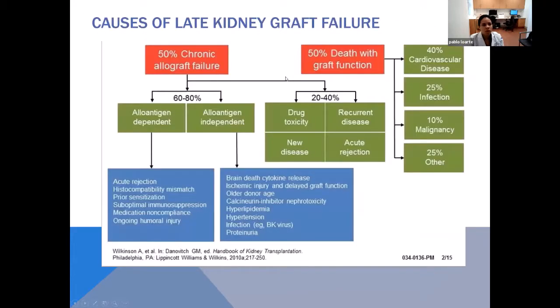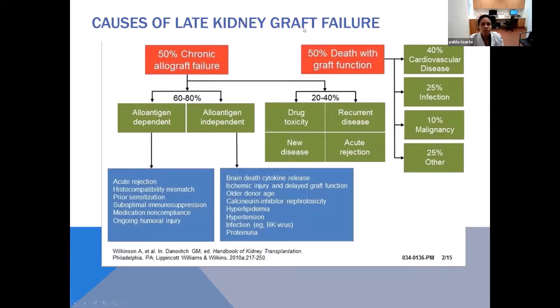And why is that? Why are we not doing well with late kidney graft failure? The reason is because there are multiple factors that can cause graft failure. It's not necessarily just related to the rejection itself. We're doing great with 1-year rejection, and that's why we're doing very well with 1-year graft survival.